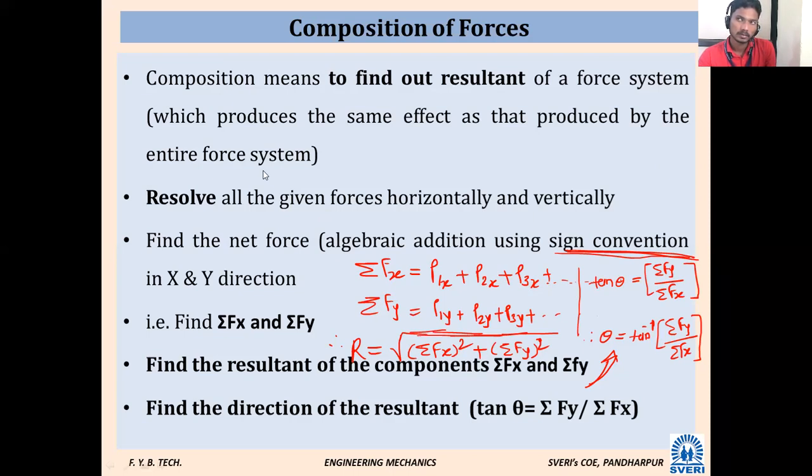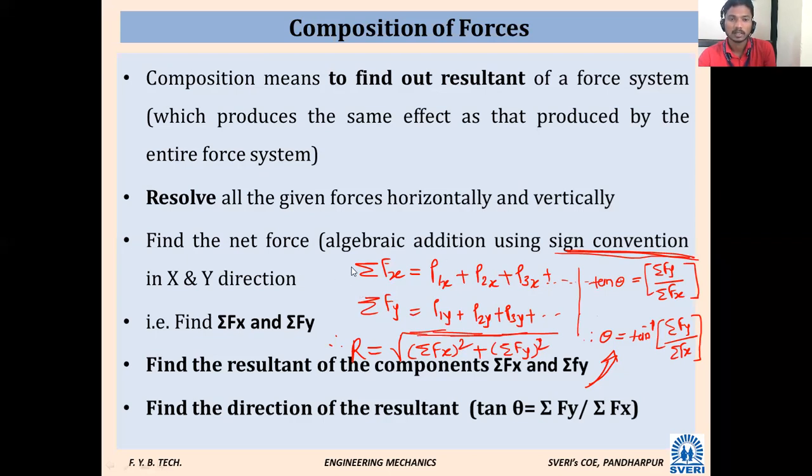Resolve all forces, horizontal and vertical. We have to resolve the forces, and if the force is horizontal or vertical, then instead of saying resolving the forces, we will say find the x component and y component of the force. Irrespective of whether it is horizontal or vertical, we can find its x component and y component. So that is our first step to find the resultant.